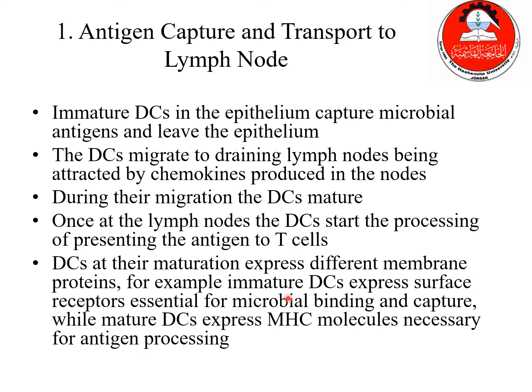Once it captures these viruses, foreign viruses or bacteria, it starts its journey with the lymph to the lymph nodes. And this journey is guided by the chemokines which are produced in the nodes, in the lymph nodes. During this journey, the dendritic cells start to mature. هلا في المرحلة الأولى في عندهم receptors to attract microbial binding, the viruses, bacteria.